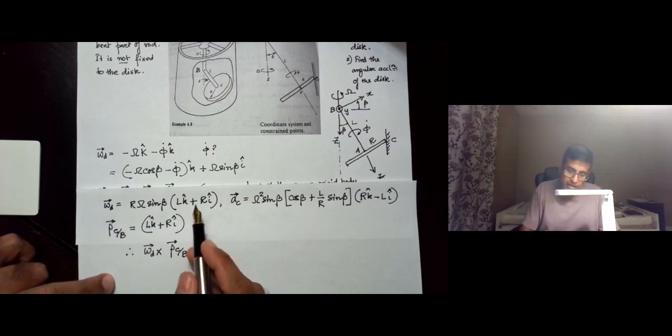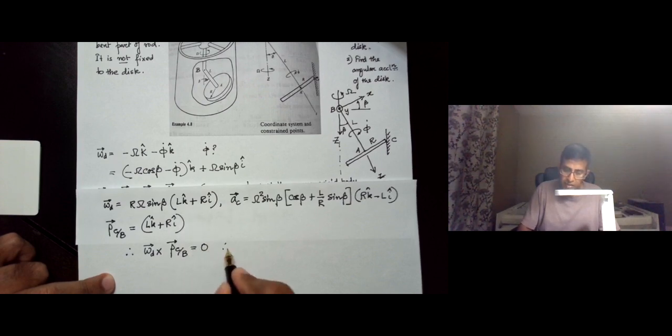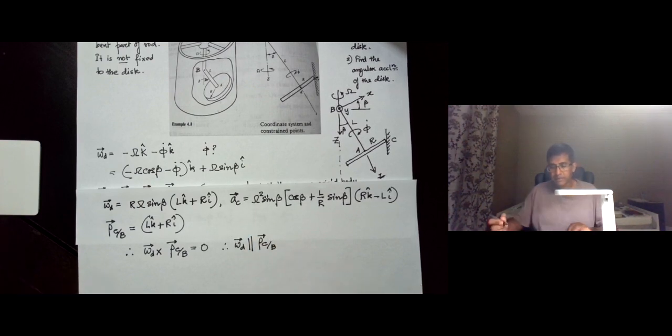Or rather we can say that because these two are in the same direction, the cross product is equal to 0. Therefore omega d is parallel to rho C with respect to B. Right, so these two vectors are parallel, so their cross product is 0.